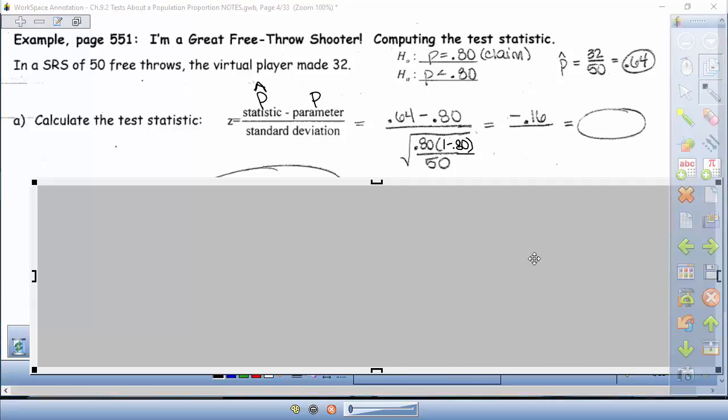All right, top, hopefully you got negative 0.16. Bottom, maybe 0.057. Divide those two, negative 2.81. Okay. It's possible that I didn't use as many decimal places as you. That's fine.